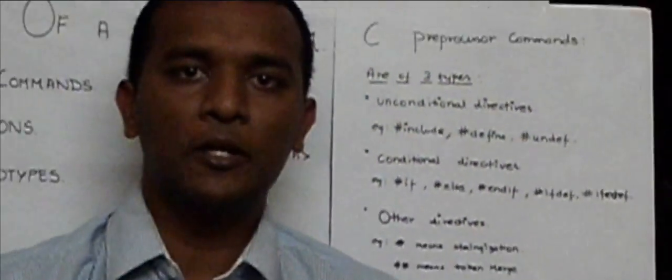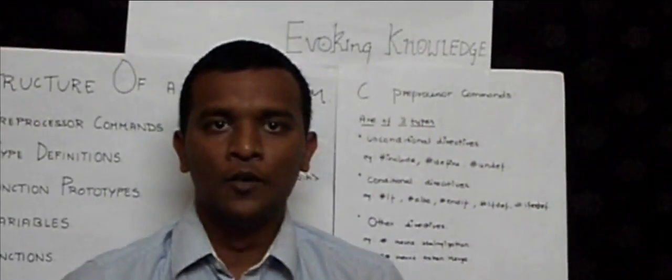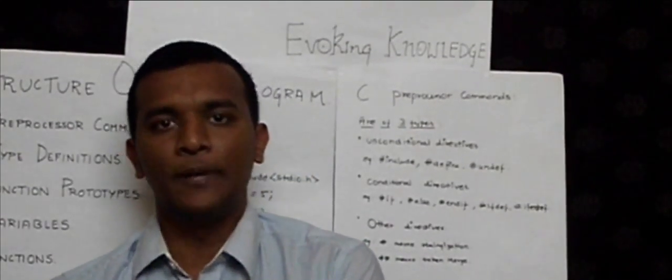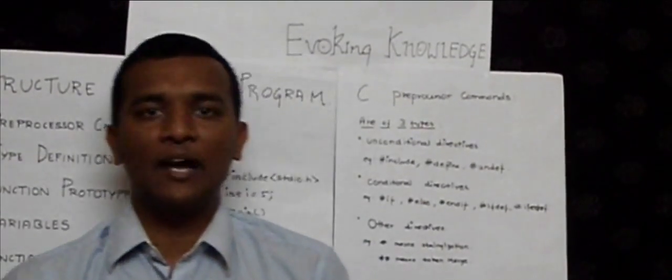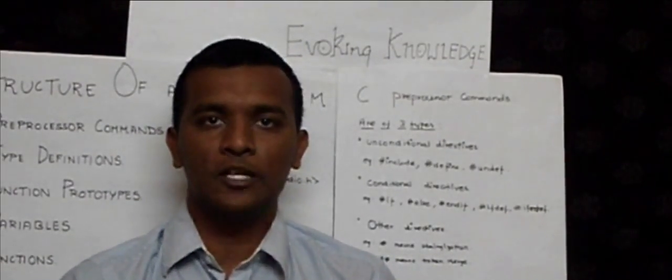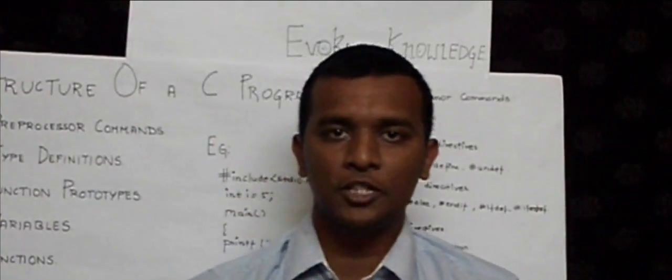Now, the next one is #define. #define is used to define a particular variable or anything for that matter. For instance, I can say #define MAX_LENGTH 20. Wherever you see the word MAX_LENGTH, the whole word will be replaced with 20. That is the basic definition.